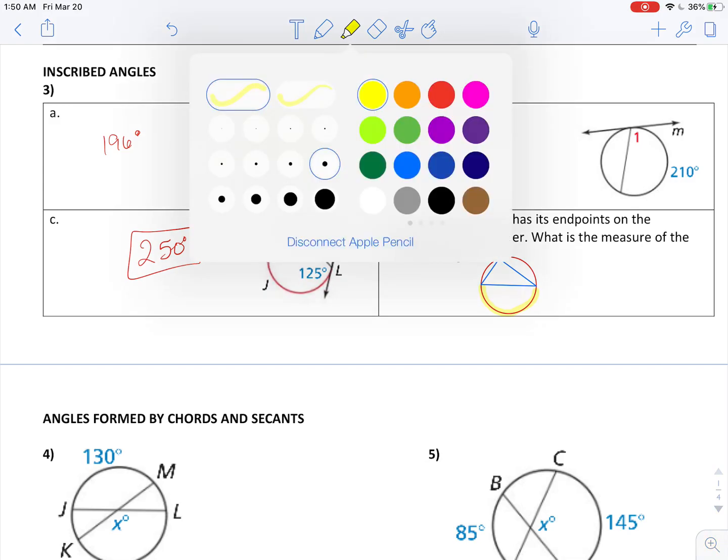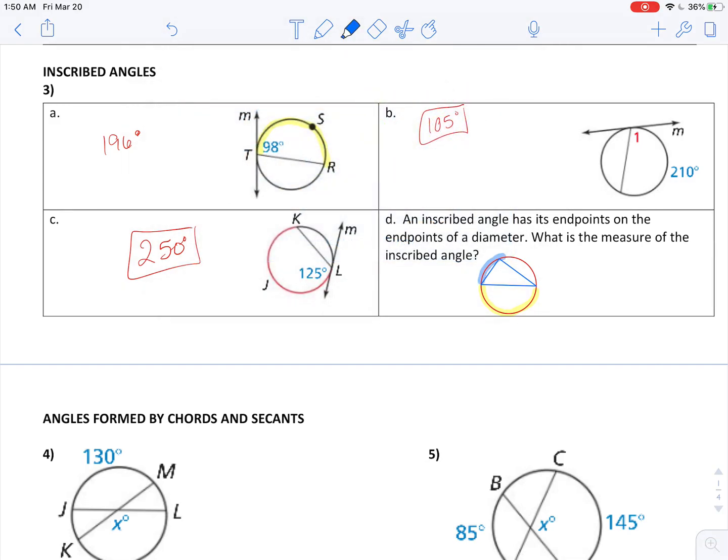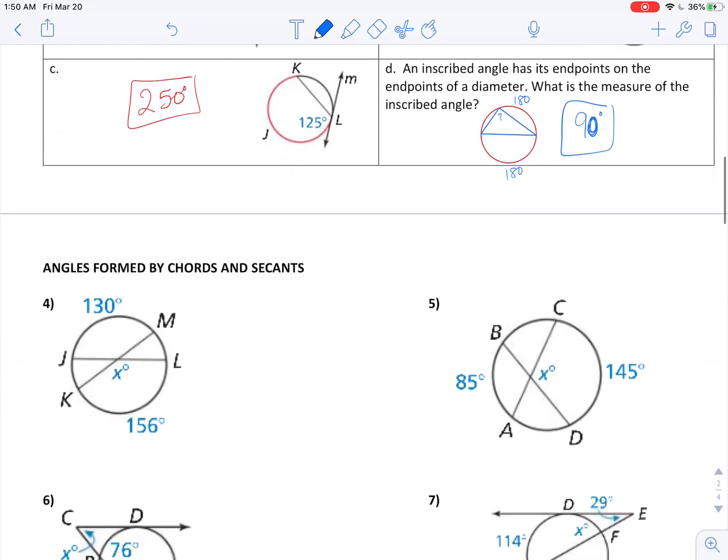Now, if this is a diameter, what is that arc measure? And what is this arc measure? What are these two arcs if I drew a diameter? Well, each one has to be 180. I cut that circle in half, right? It's a semicircle. Then what is this inscribed angle that intercepts 180 degrees? Well, it must be half, so it must be a 90-degree angle.